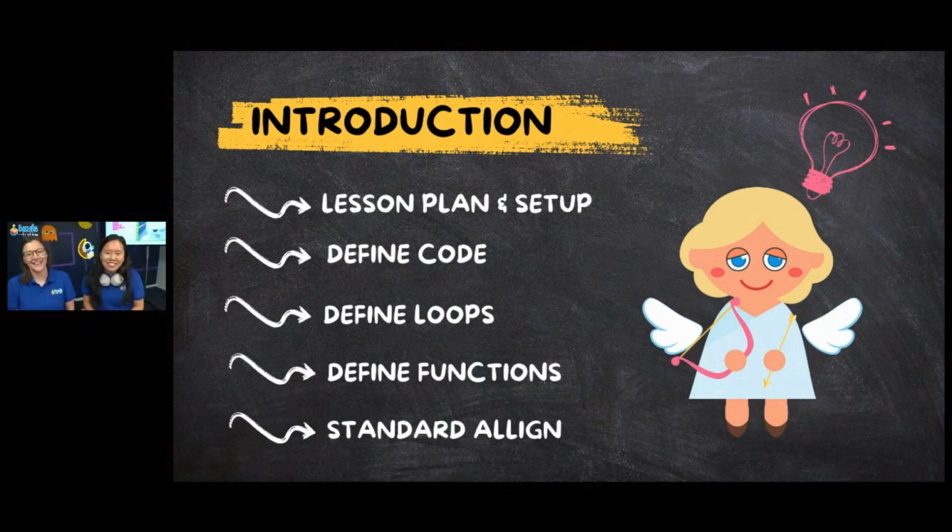So today we're going to do coding Cupid's Path. Oh, how cute. We'll go through the lesson plan and the physical setup. Then I'm going to define the stages, from the K to 2, to the loops, which is about 3 to 5 CSTA, and then the last part, the functions, which is about 6 to 8, and then the standards that this lesson encapsulates. So for the lesson plan and setup, I'll pass it to Nikki.